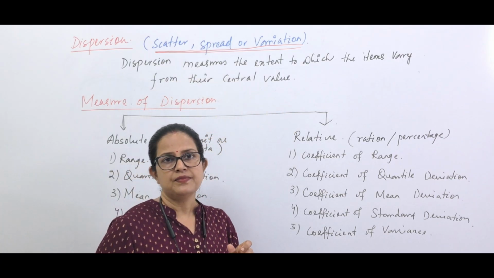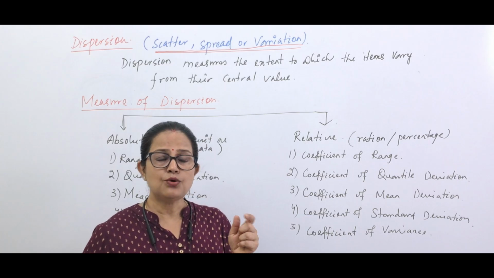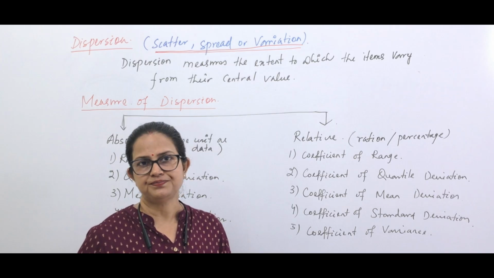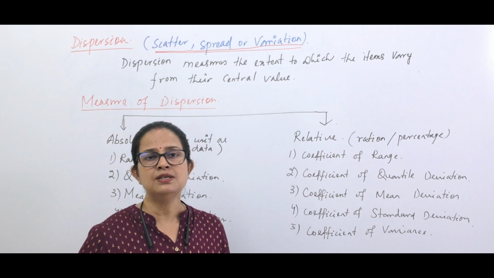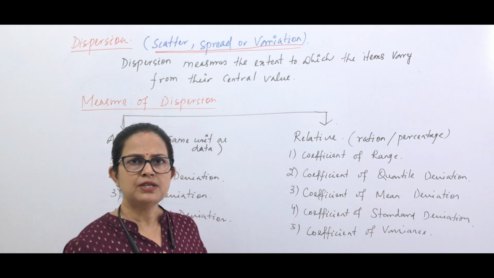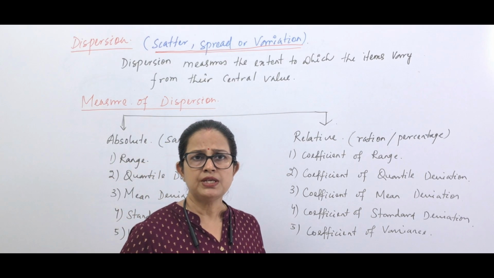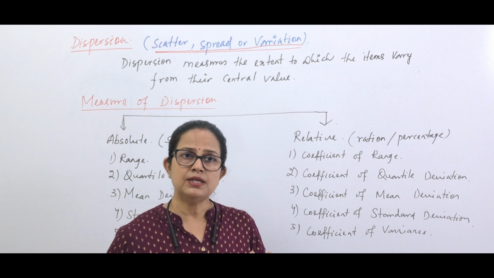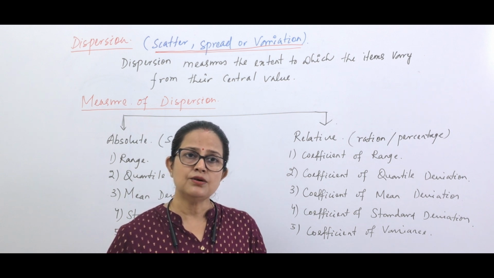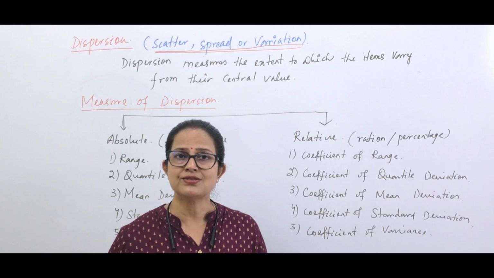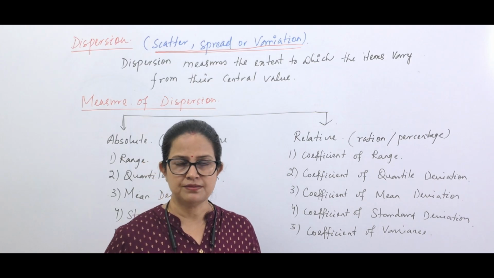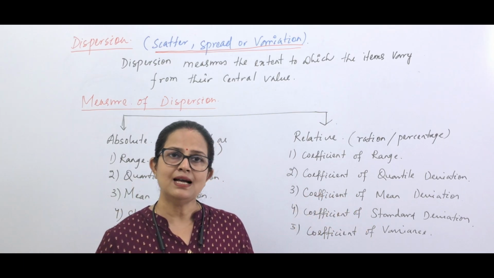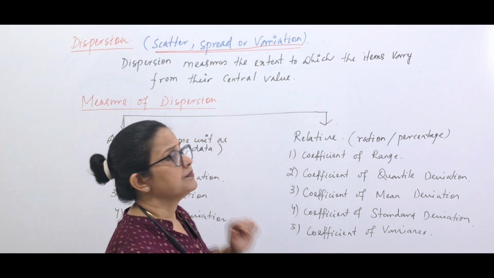We have to see how the data in the series are varying from their central value, or what is the deviation from the central value. The central value can be mean or median, so we can measure how all the data in the series vary or deviate from their central value. That is dispersion: how the data is spread within the series.